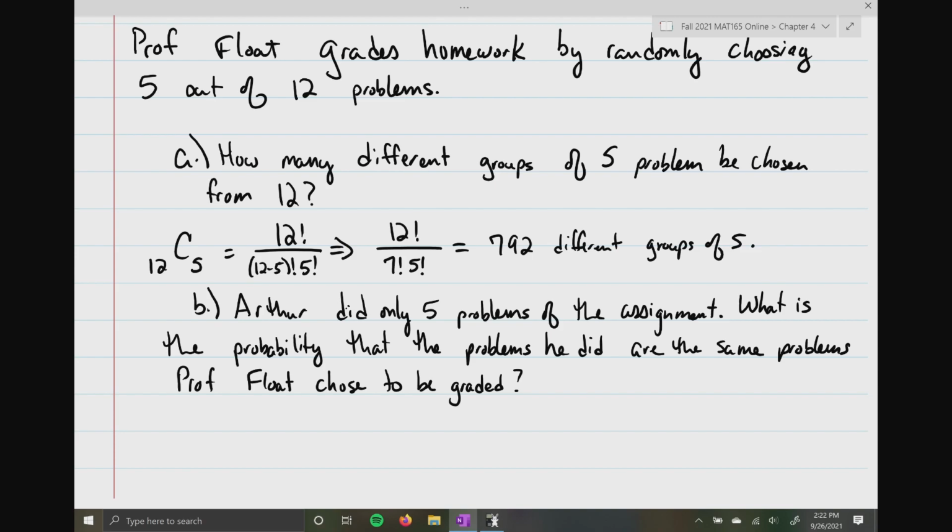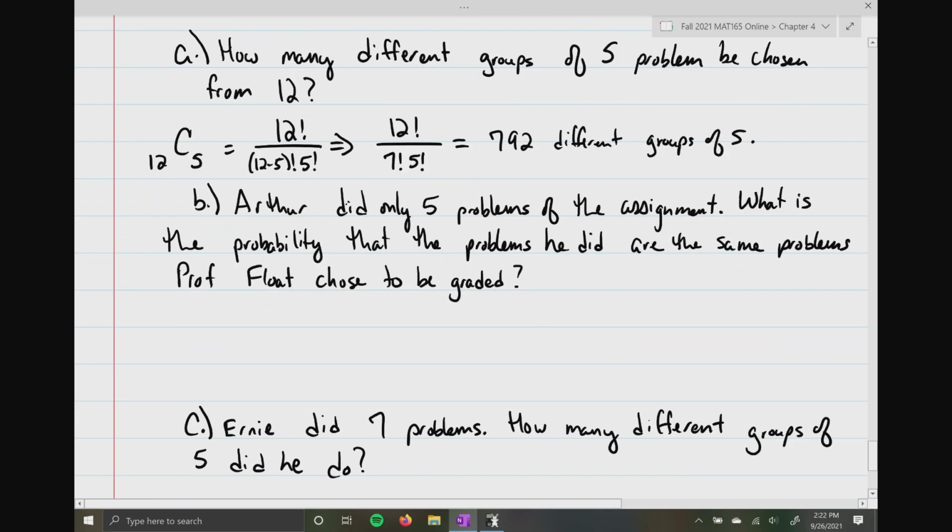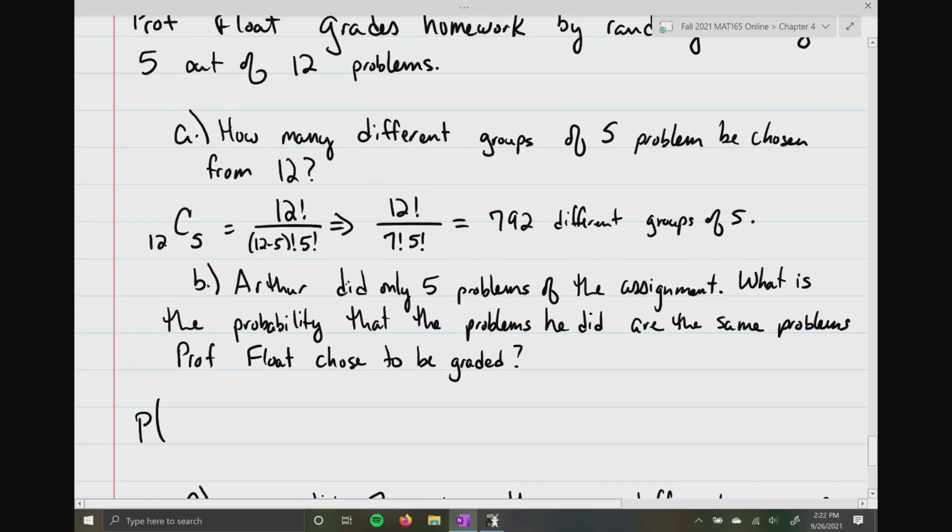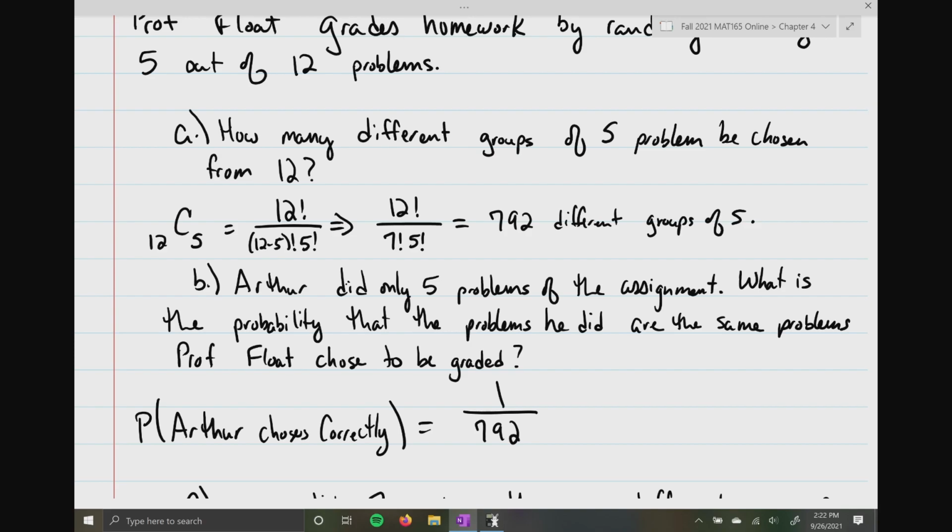What is the probability that the problems he did are the same exact problems that Professor Float chose to be graded? So in this case, it's going to be P of Arthur choosing correctly. I guess I can write that out. Arthur chooses correctly. Well, there's only one way that I selected these problems. Now, there were a total of 792 different groups of 5, but only one of those groups is the one I selected. What is the probability that Arthur also chose the same?